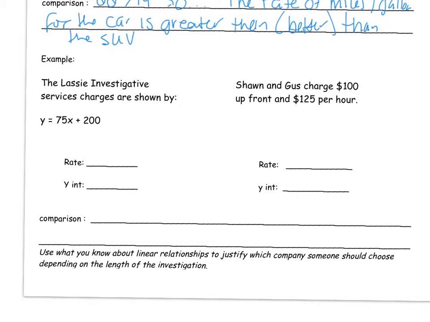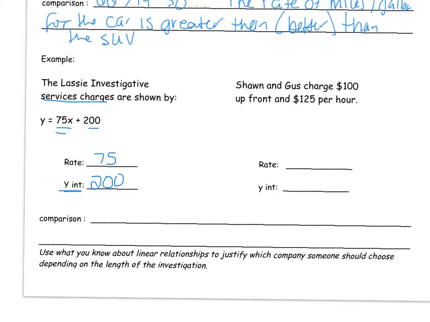Last example. Here you're given an equation and a story, so you have to pull out the information. Lastly, investigative services charges are shown below. So y equals 75x plus 200. So remember, we know that our y-intercept is the one without the x, and our rate is the one with the x. And you have to think about what that means for this situation.